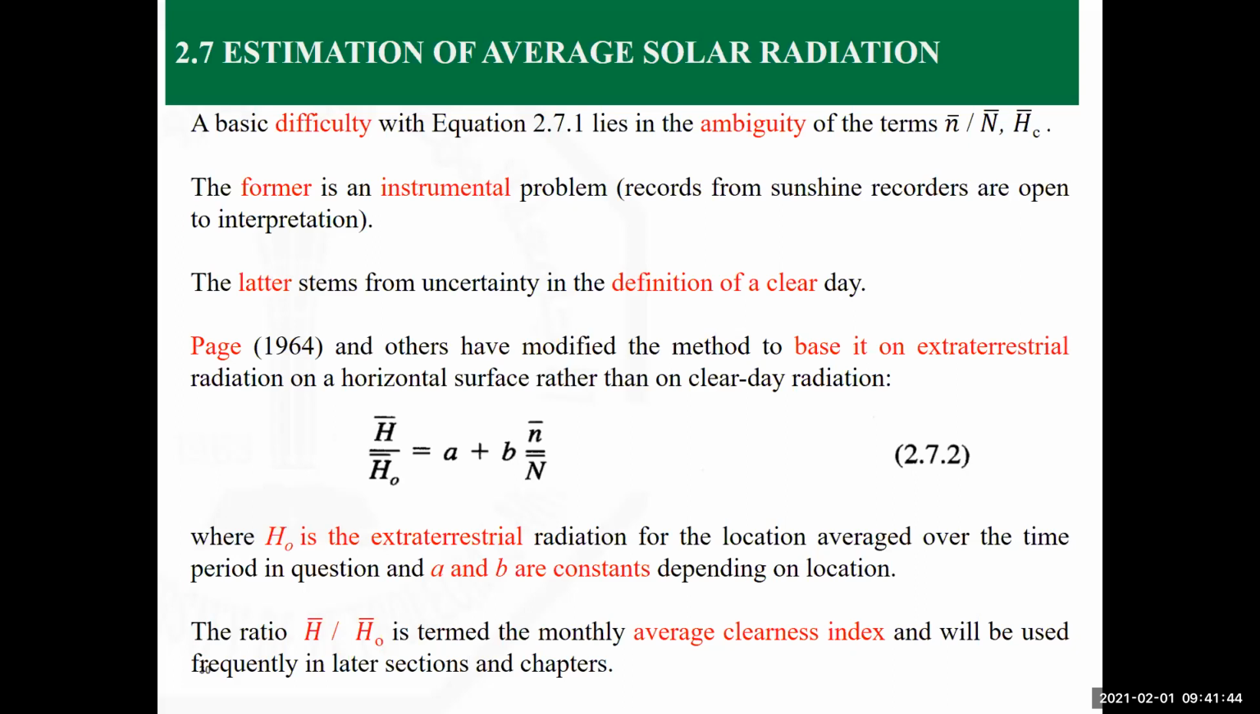A and B again are constants depending on the location. The ratio H bar over H naught is what we call the monthly average clearness index, and we are going to use this value later in the course. So remember that H bar over H naught is what we call the average clearness index.